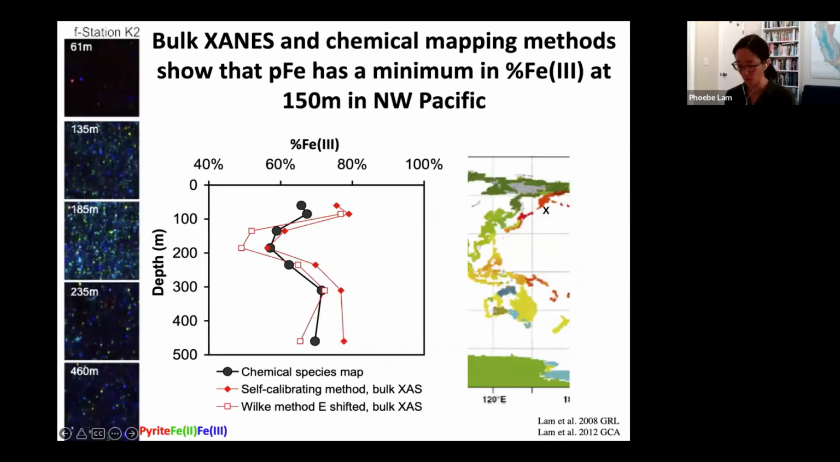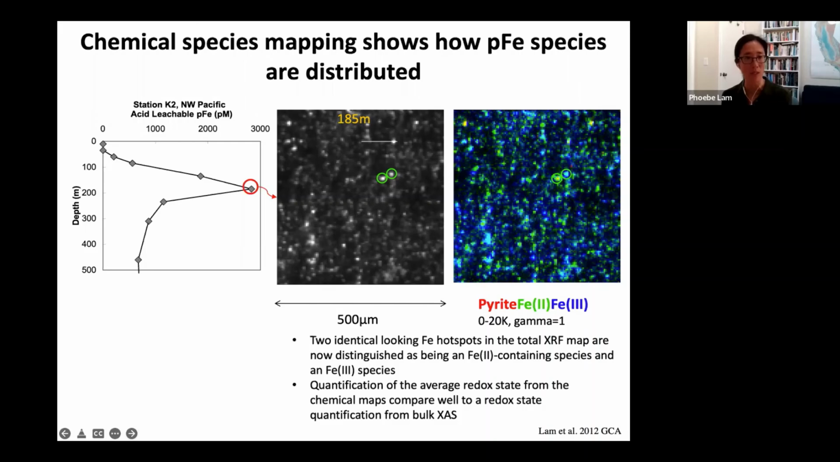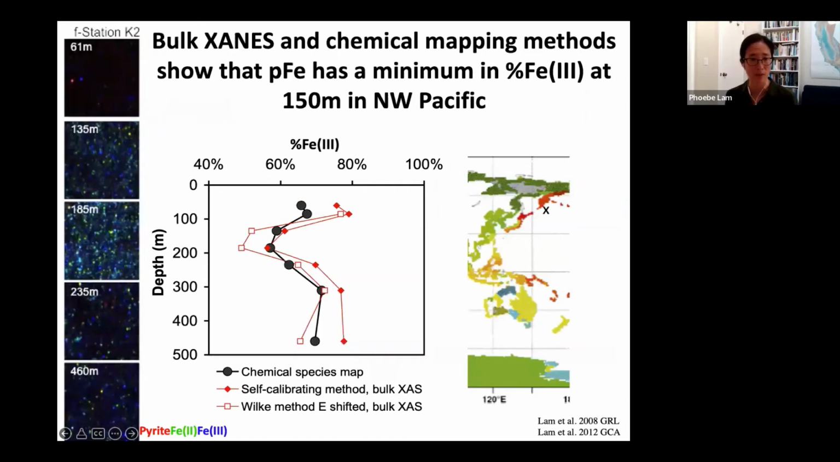And so if you go back to this concentration profile, we did both the chemical species mapping and bulk XAS on most of these samples down this profile to try to understand whether it was changing or not. And that's what this is. I'm showing you the percent iron 3; 100% is all iron 3. So this is 60% iron 3, 40% iron 2. And you see that where there was that concentration profile maximum, we have this minimum in percent iron 3. The dark dots are showing you the average oxidation state, or the percent iron 3, from the chemical species map. The red are two different ways of interpreting the bulk XAS data. There is some slight variability, but they're telling you the same story. So I'm quite encouraged by that.